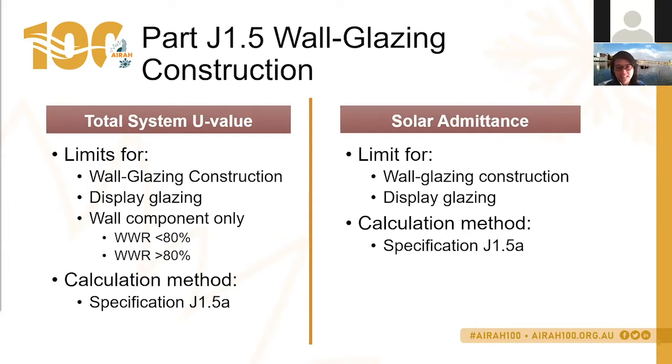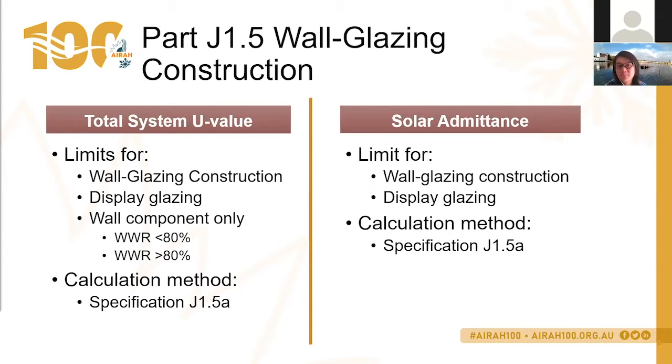So with the DTS requirements, or deemed-to-satisfy requirements, limits have been set for the actual wall glazing construction. That is to say, depending on which climate zone your building is located in, there is a maximum U-value that you can have. The higher the U-value, the higher the thermal transmittance, and therefore more heat loss or heat gain. So you want your U-value to be as low as possible, and definitely lower than the limits set in the code.